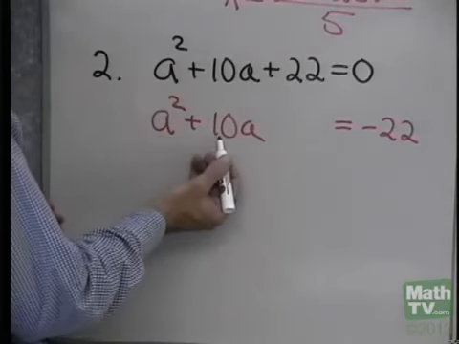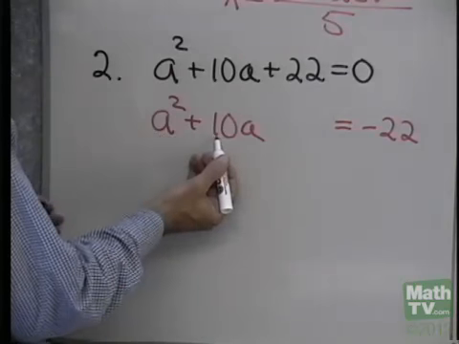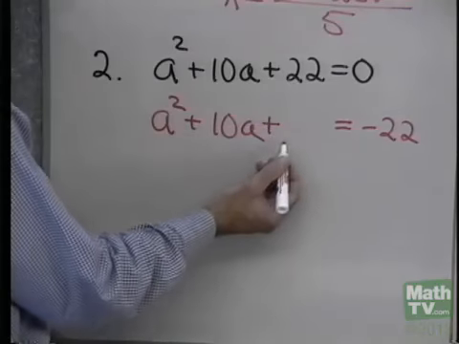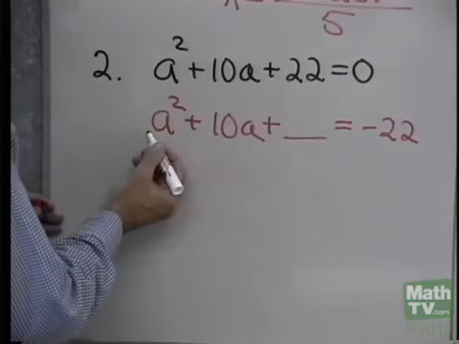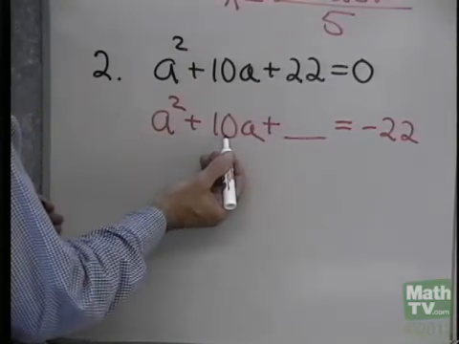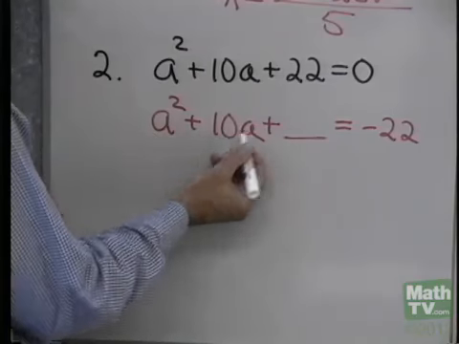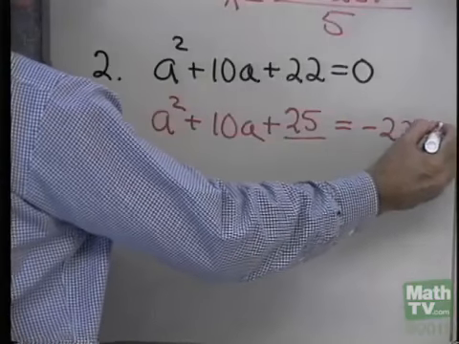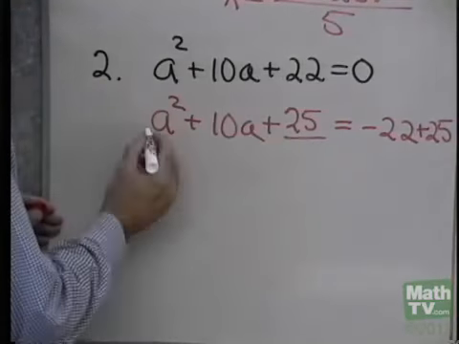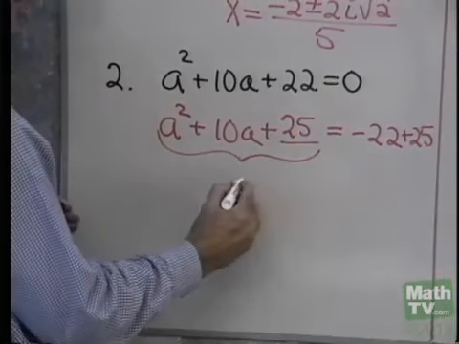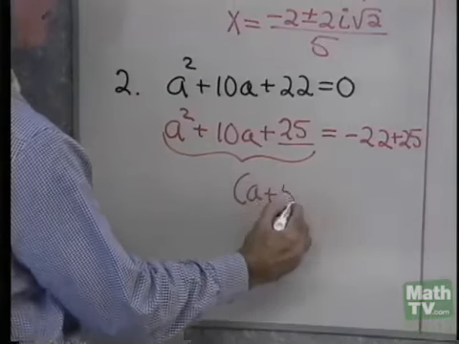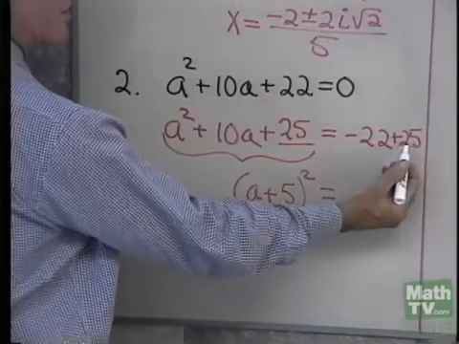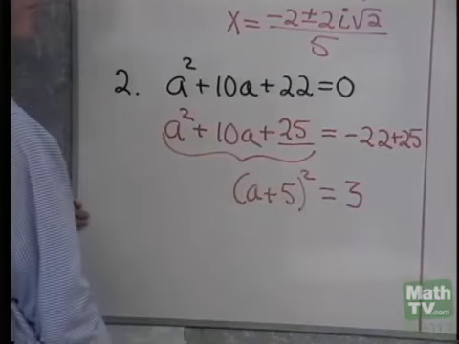Now I look at these first two terms as if they're the beginning of a perfect square trinomial. I have 1a squared plus 10a plus, now I'm going to add on my own third term right here so that this becomes a perfect square. So I take half this coefficient, half of 10 is 5, and I square it. That gives me 25. If I add 25 to one side, I also add 25 to the other side. The reason I did that is so that I can write this expression as a plus 5 quantity squared equal to negative 22 plus 25, which is 3.